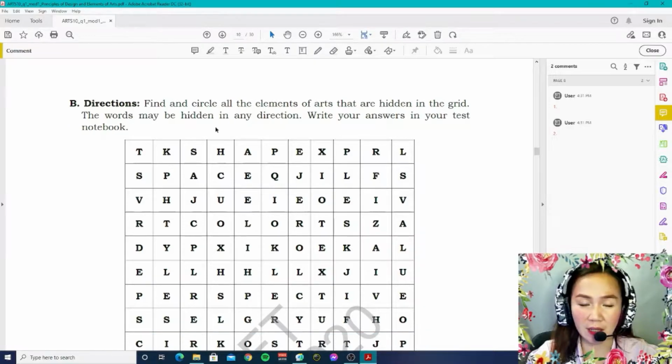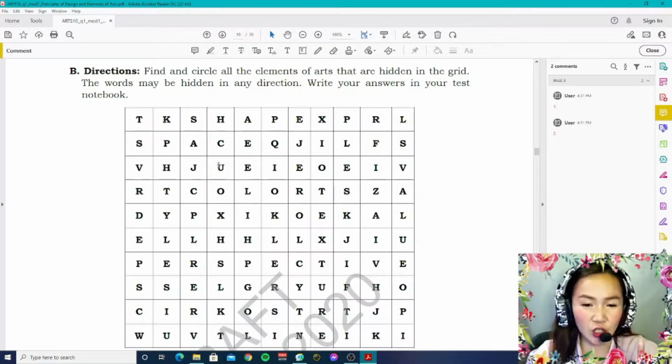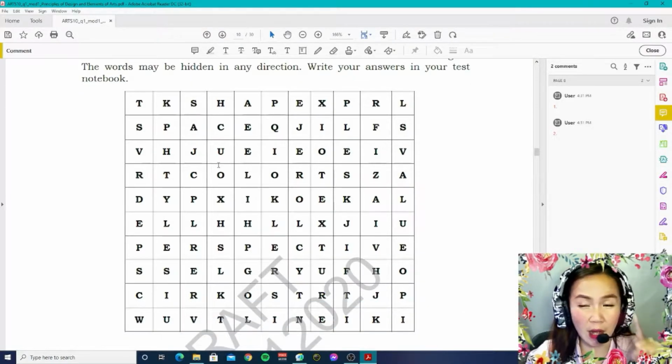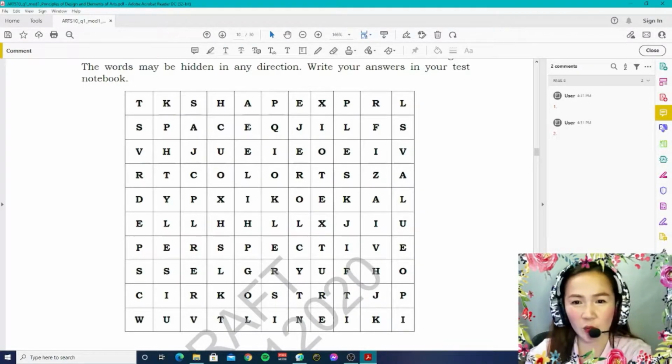Now, letter B. Okay? Find and circle all the elements of arts that are hidden in the grid. The words may be hidden in any direction. Write your answers in your test notebook. Again, ask your teacher kung sa test notebook ba or sa papel at kailangan nyo siyang ipasa. Okay? At itanong nyo din kung pwede ba kayo magsagot directly dun sa module nyo. Okay? So, subukan natin itong sagutan.